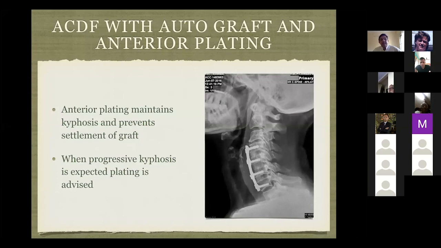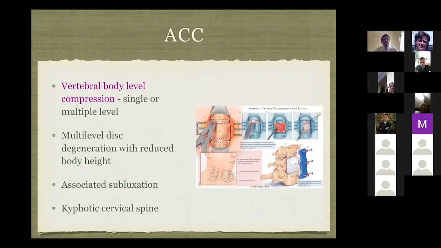When you expect progression of kyphosis, it is always better to do an anterior instrumentation, which can stop the kyphosis from coming up and maintains the lordosis biomechanically. So the 2 aims are: one, you decompress the spine from the anterior, but at the same time give a good biomechanical spine. Now the corpectomy: we do it when vertebral body level compression is seen.